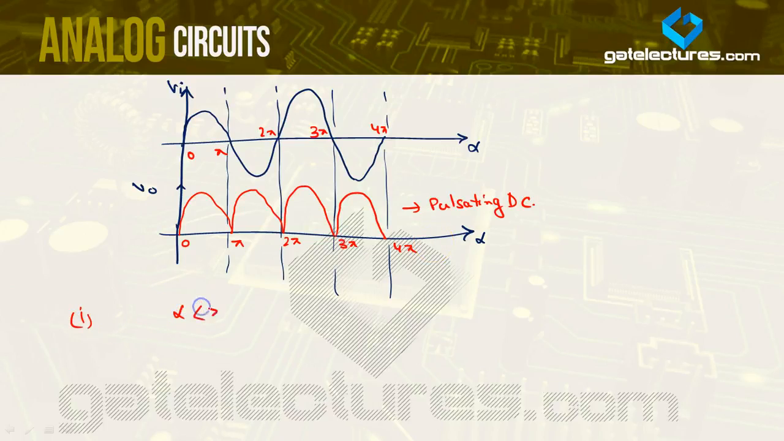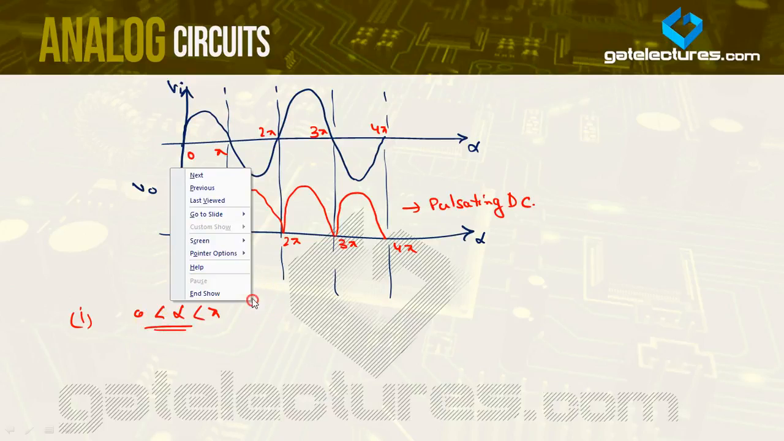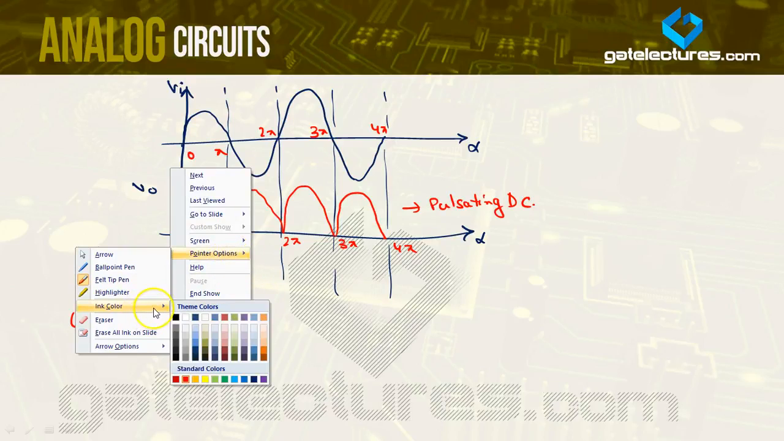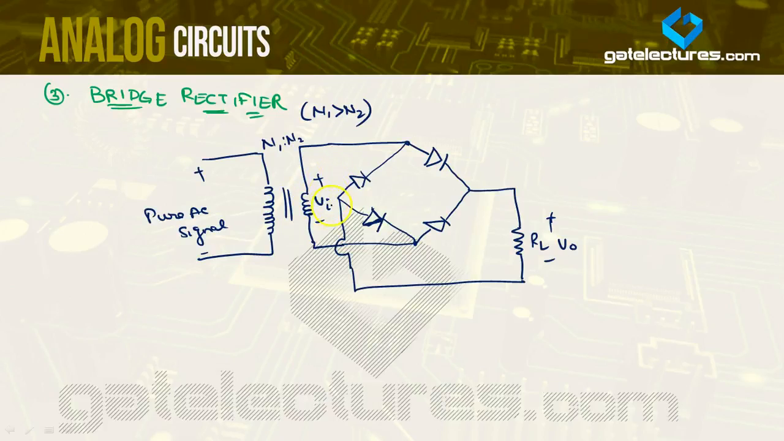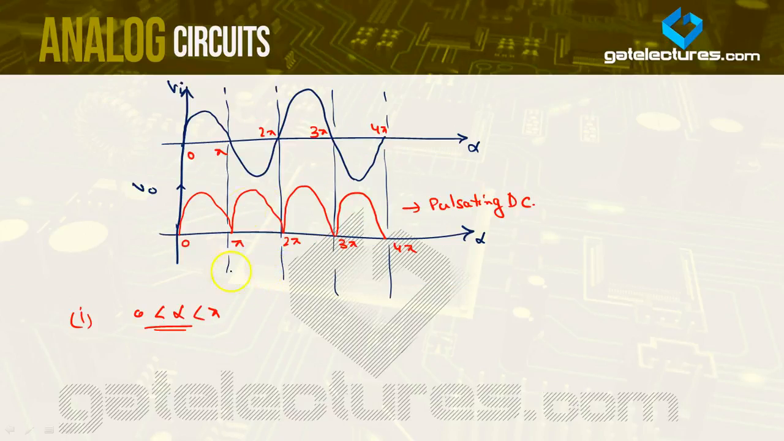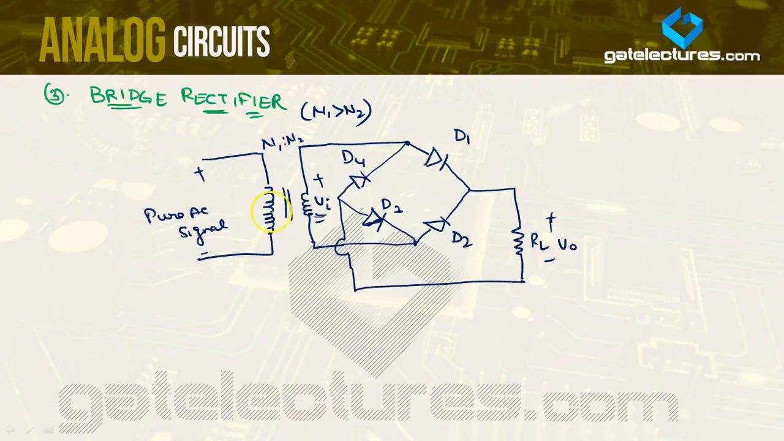Now case 1, when alpha lies between 0 and pi. Let us just quickly discuss the operation of a bridge rectifier. When alpha lies between 0 and pi, Vi is positive. Let me demarcate these diodes as D1, D2, D3, and D4.